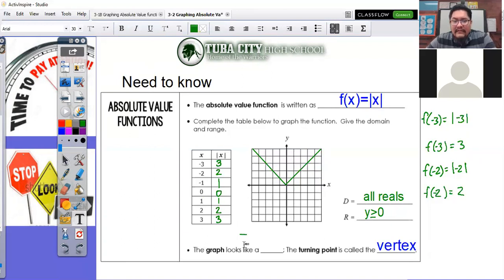So looking at the graph, if I ask you to describe it, you would probably say a V. It kind of comes down, stops, and then goes back up. And where it changes direction, we call that the vertex, or here they call it the turning point. So that's where it turns and goes in a different direction. So that's hopefully most of what you need to know about absolute value functions.